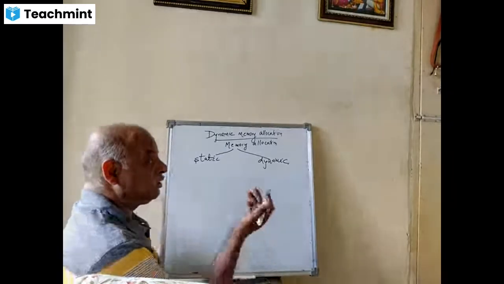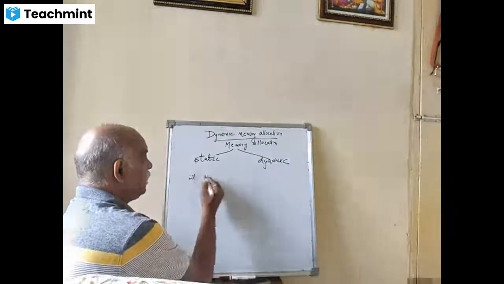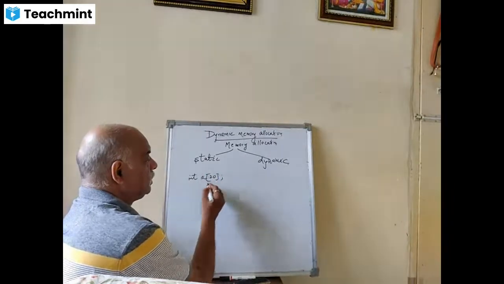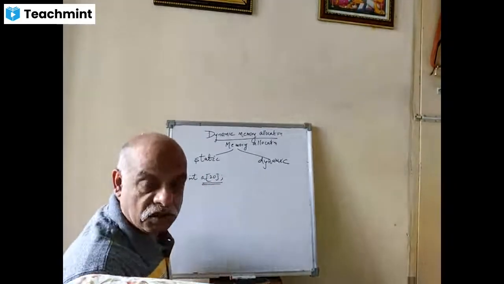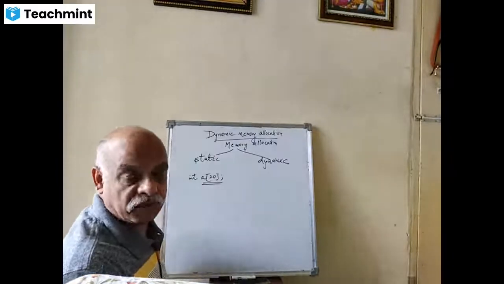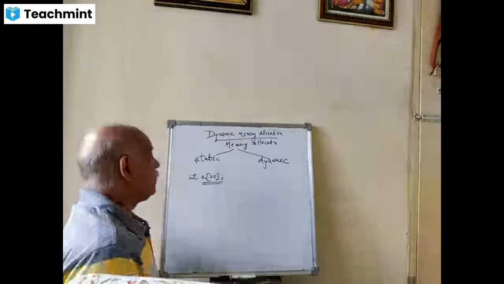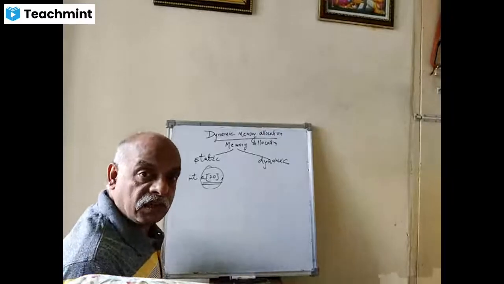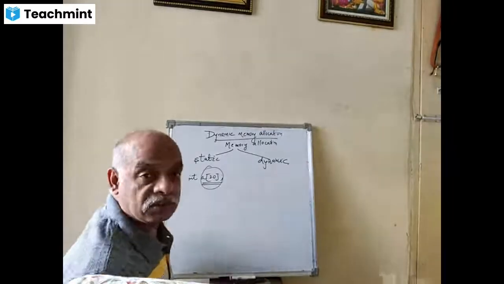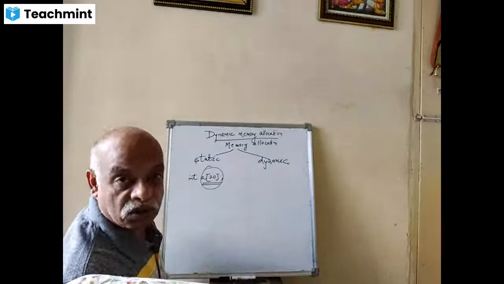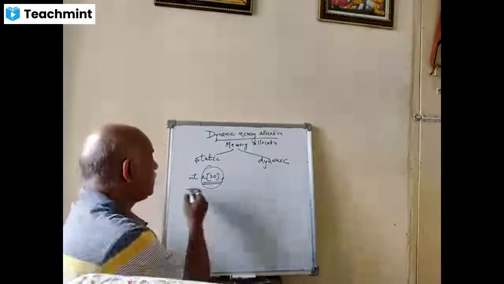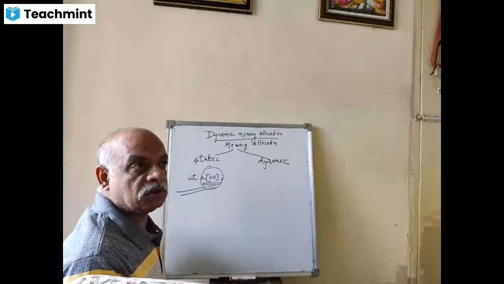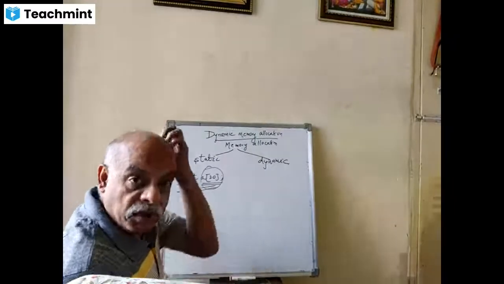For example, in arrays, if you have an array like A of 20, you may not use all the 20 locations. You may use 5 locations, and the remaining 15 locations will be wasted. When the program is running, if you want to increase the memory size, you can't do it. So these are the problems that happen in static memory allocation. The memory is allocated during compile time.